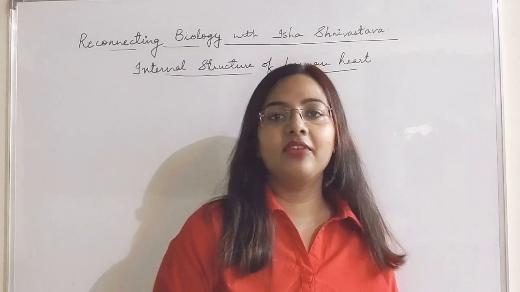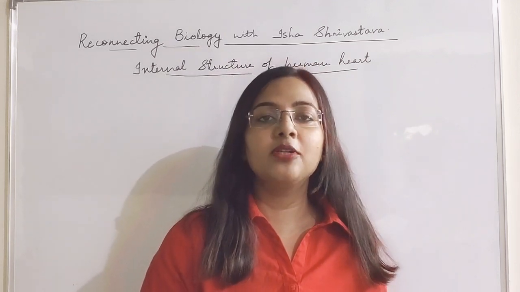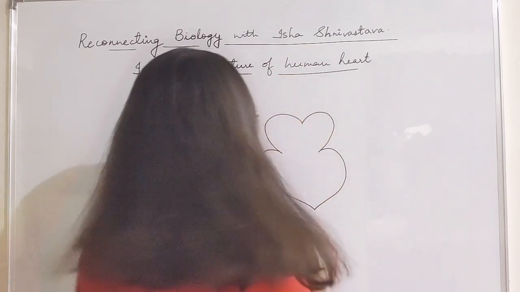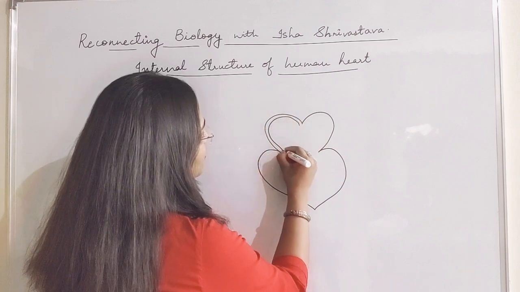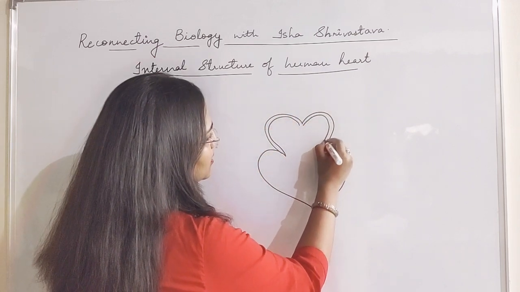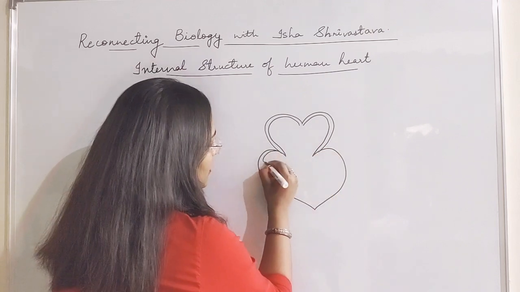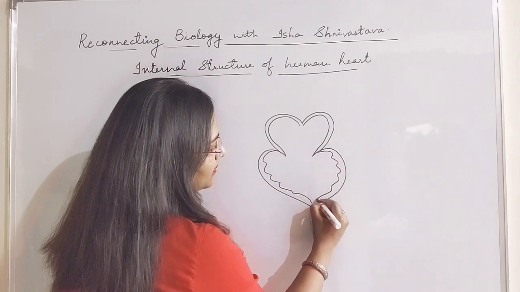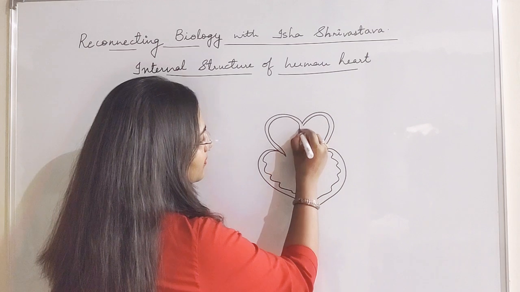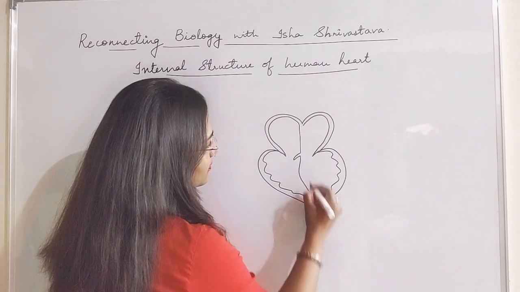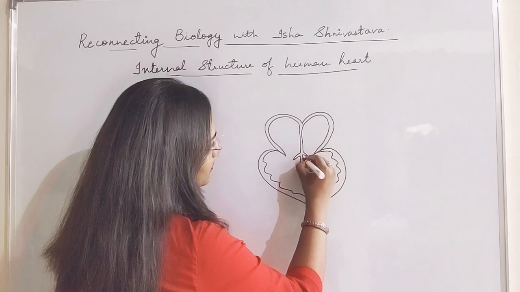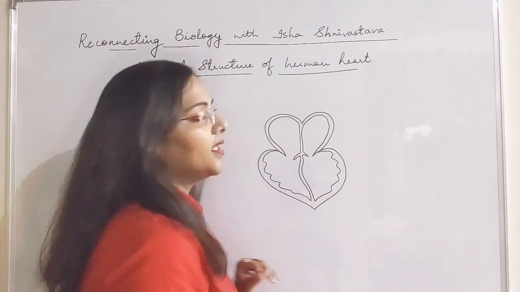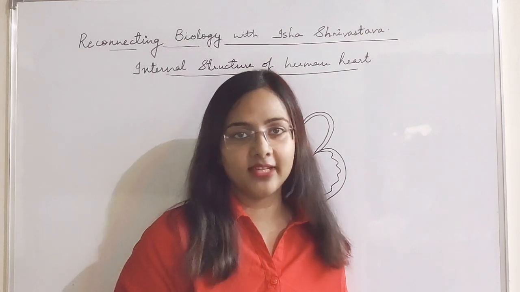Internally, our heart is divided into 4 chambers. The upper 2 chambers are called the atria, while the lower 2 chambers are called the ventricles. Now, the inner walls of the atria are thinner and smooth, while the inner walls of the ventricles are irregular and thicker than the atria. This is how internally the heart is divided.